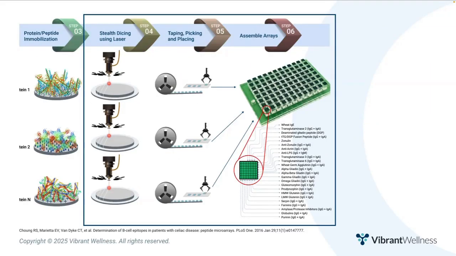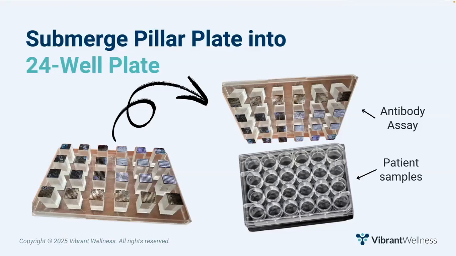Looking at step 4, Vibrant then dices the wafers into tiny microchips. In step 5, Vibrant uses automated machines to arrange the microchips, one for each antigen, in a 10 by 10 grid atop one pillar on a 24-pillar or 96-pillar plate. The pillar plate is then flipped upside down and submerged into a well of the patient's blood sample, allowing for the simultaneous analysis of a large number of analytes from a single sample.